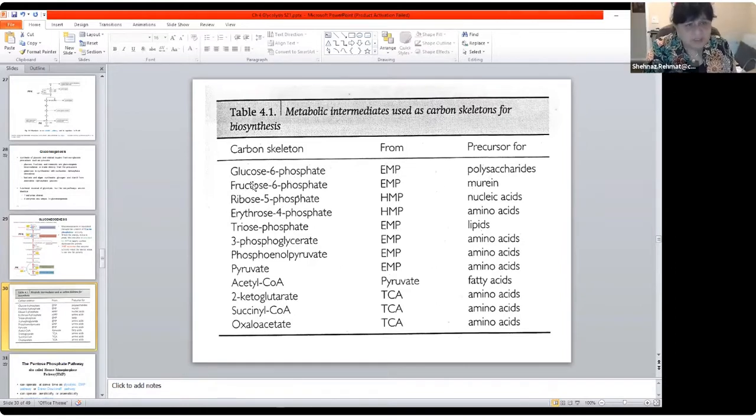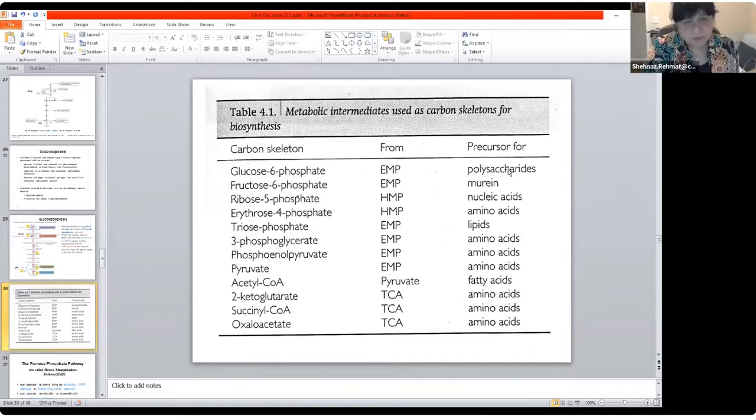Okay, so we come back to our 12 intermediates that will be used in synthesis. Now that we've studied EMP, we can look at some of those that we had looked at in this pathway that will be useful now. Glucose 6-phosphate was the start one. Fructose 6-phosphate is the second intermediate in this pathway.